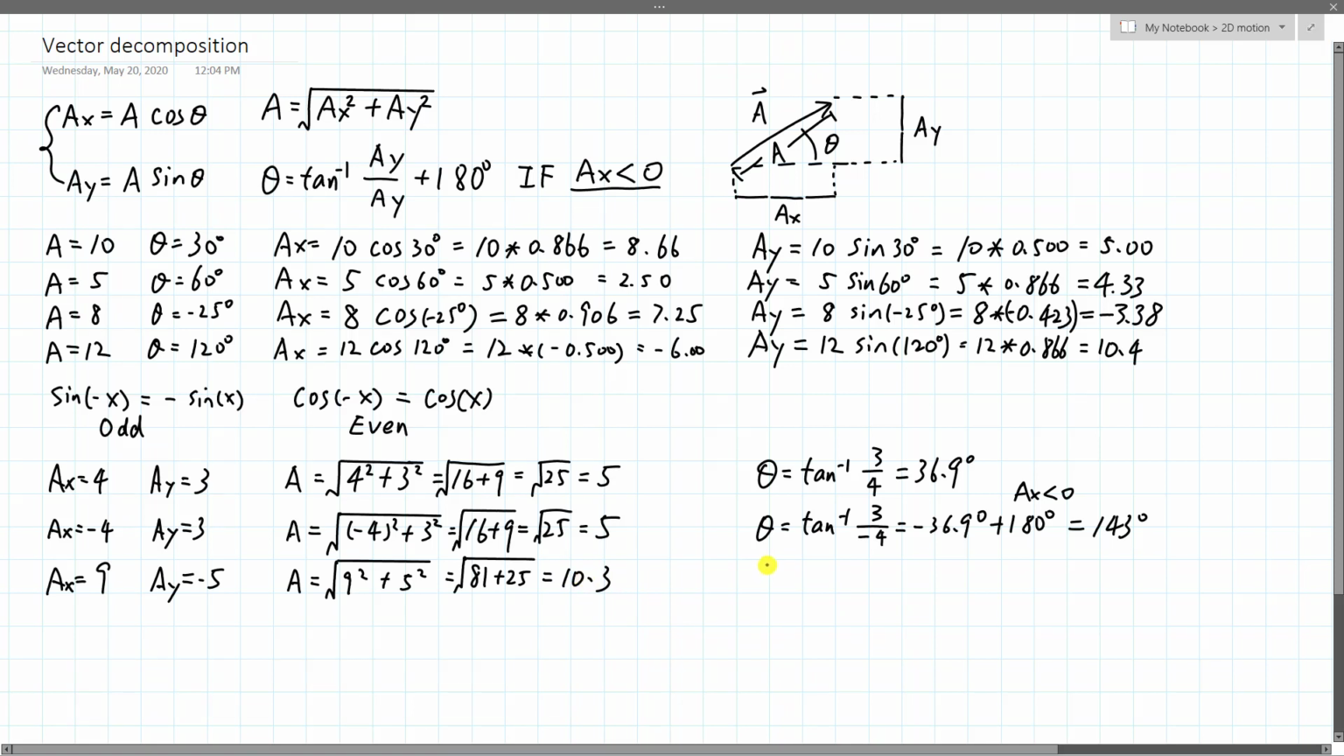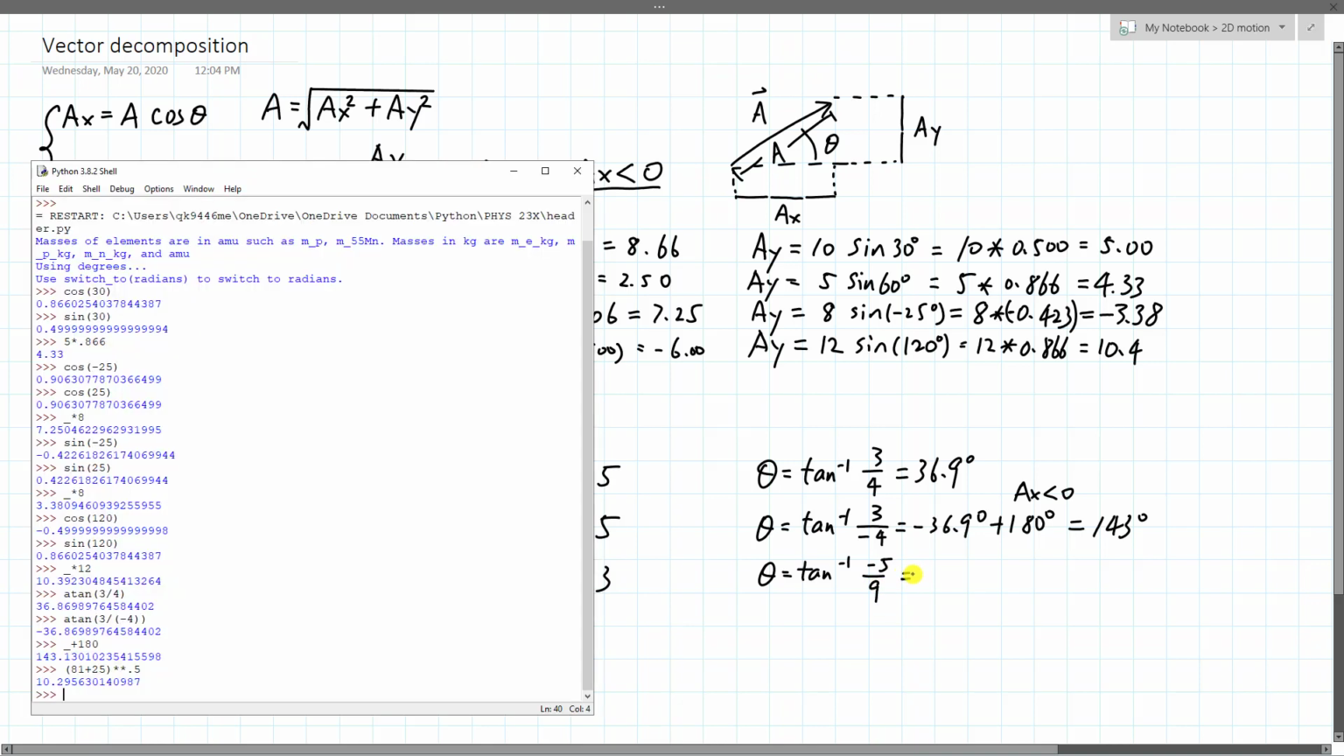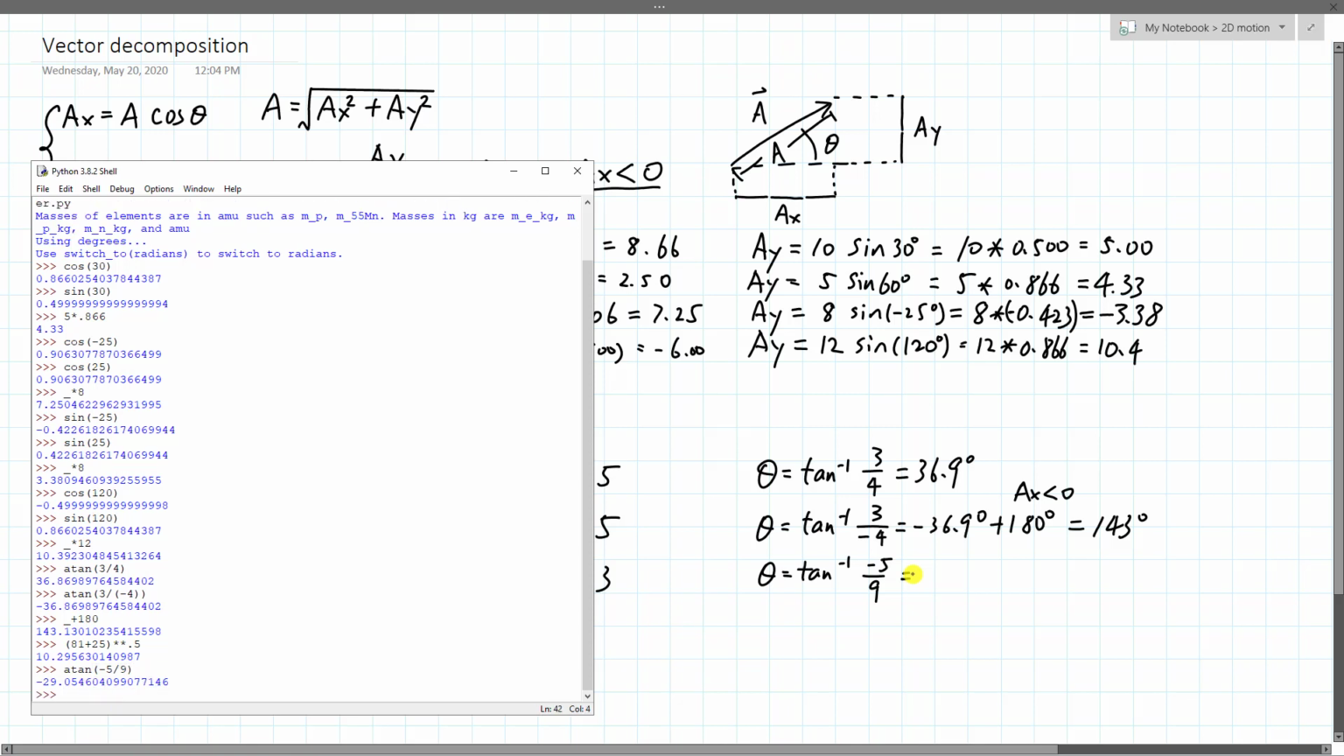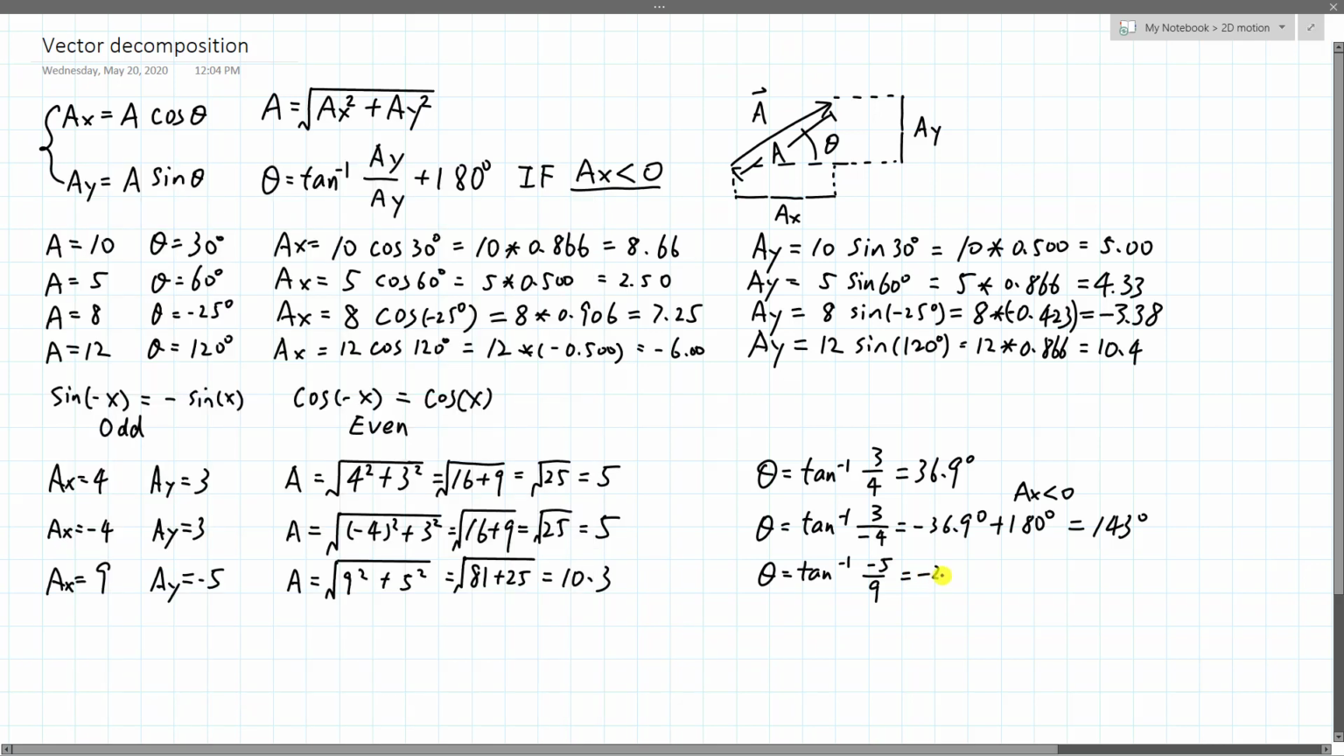10.3 long. And the angle: arctangent, or a-tangent, AY is -5, AX is +9. So -5 over 9. Okay. That gives us a negative angle, which is -25.0 if I round to even. If I don't round to even, I get -25.1. So let's do round to even, -25.0 degrees.